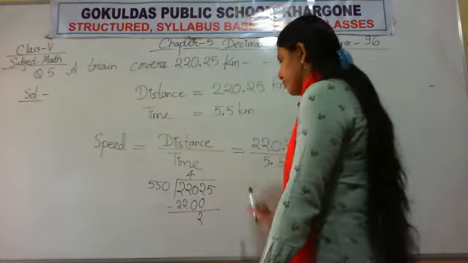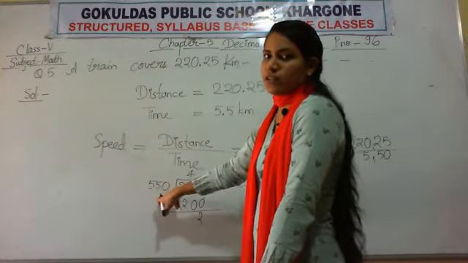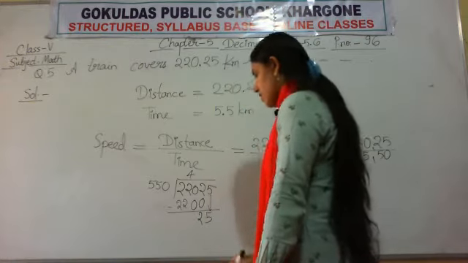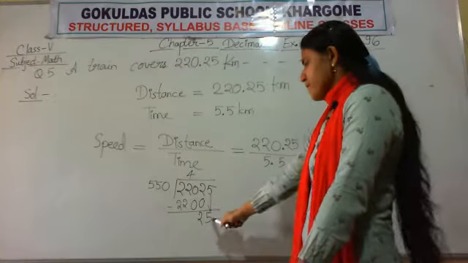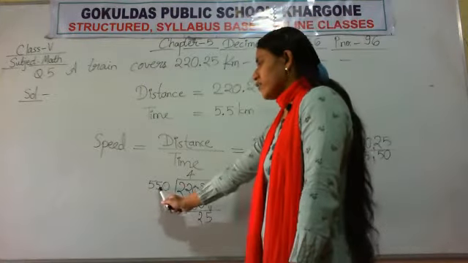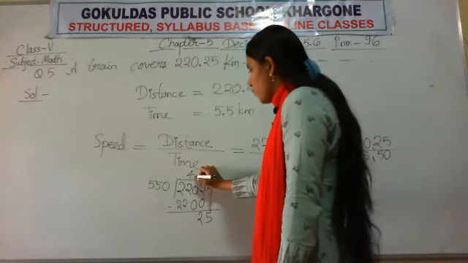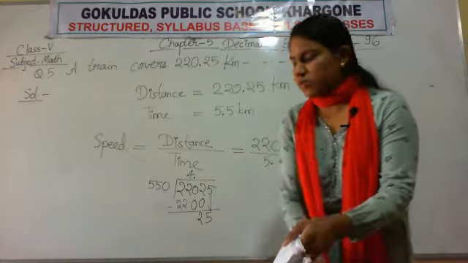Now 2 is smaller than 550, so we cannot divide. So let us bring down this digit 5 here. Now we bring it here. Okay. 25. Again it is smaller than 550. So now what can we do? We can put a decimal here.